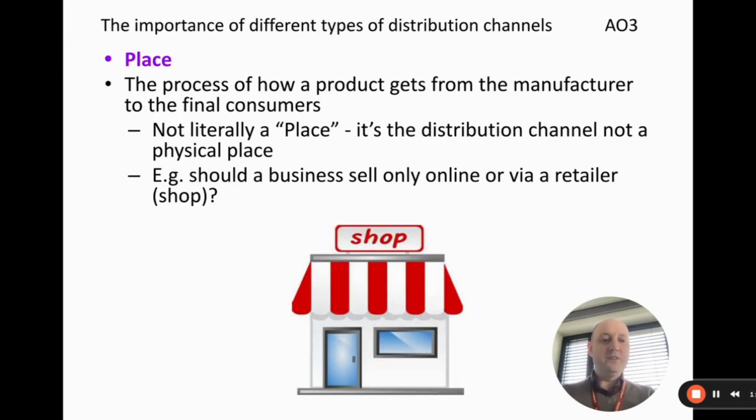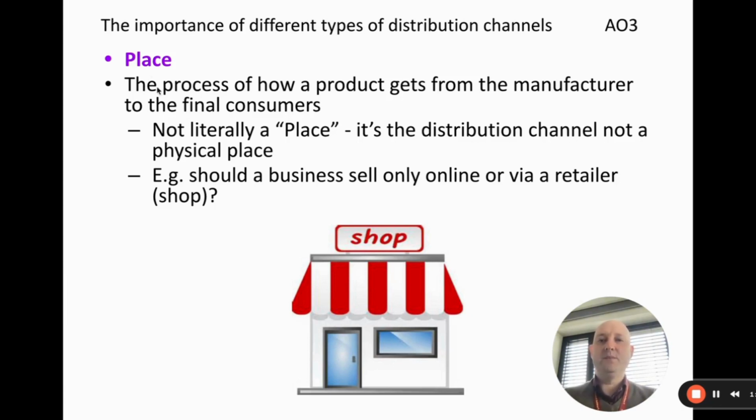So the first thing we're going to do is define this word place from the 7 Ps. So obviously the place is the 4th P in our list of the 7 Ps. And I would say it's the one of them which is the most confusing and easiest to get wrong. So let's define place and I'll tell you why it's confusing.